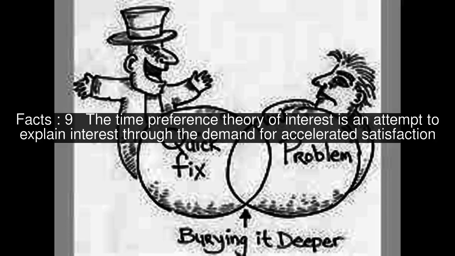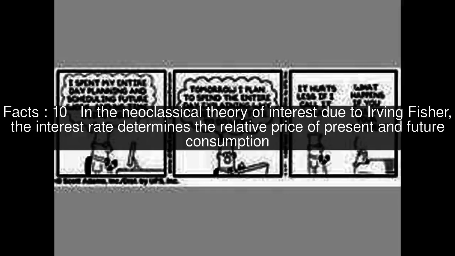The time preference theory of interest is an attempt to explain interest through the demand for accelerated satisfaction. In the neoclassical theory of interest due to Irving Fisher, the interest rate determines the relative price of present and future consumption. Time preference, in conjunction with relative levels of present and future consumption, determines the marginal rate of substitution between present and future consumption.